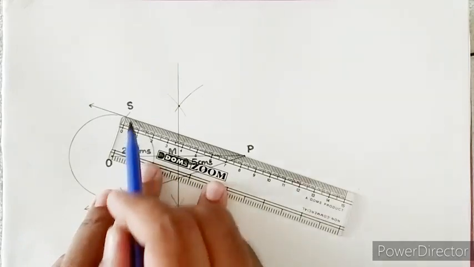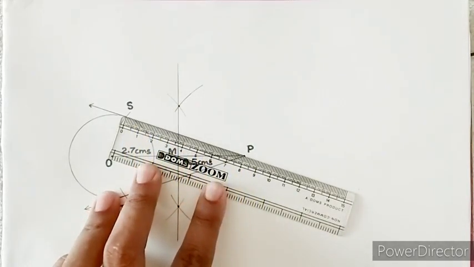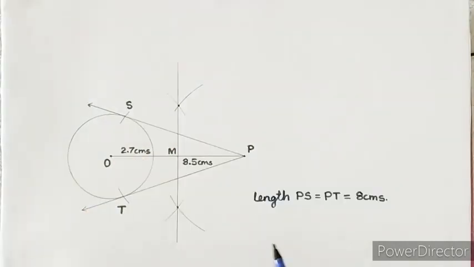So mine is coming to 8 centimeters. So let's write that. So the length of tangent PS equals the length of tangent PT, and that's equal to 8 centimeters.